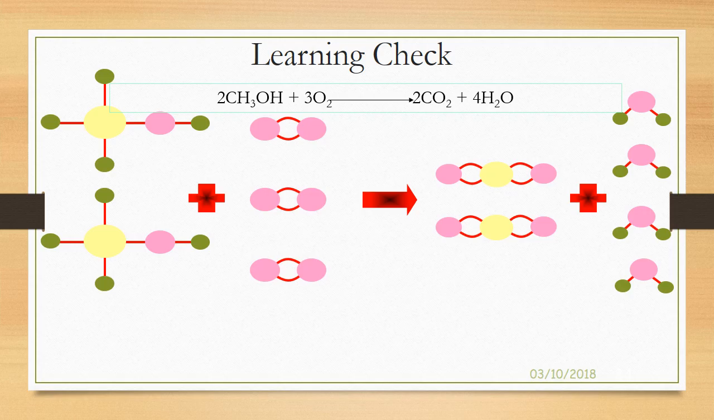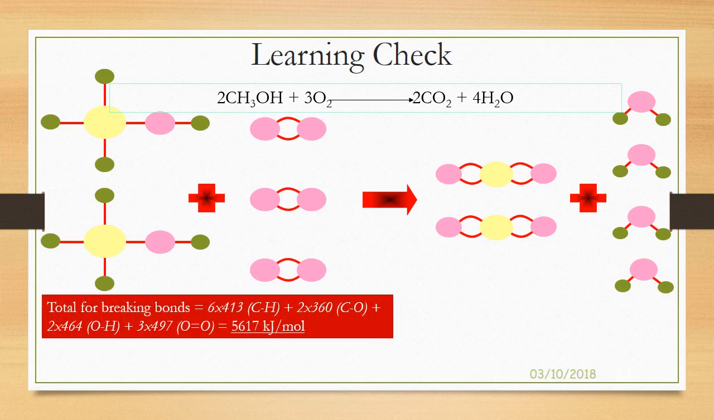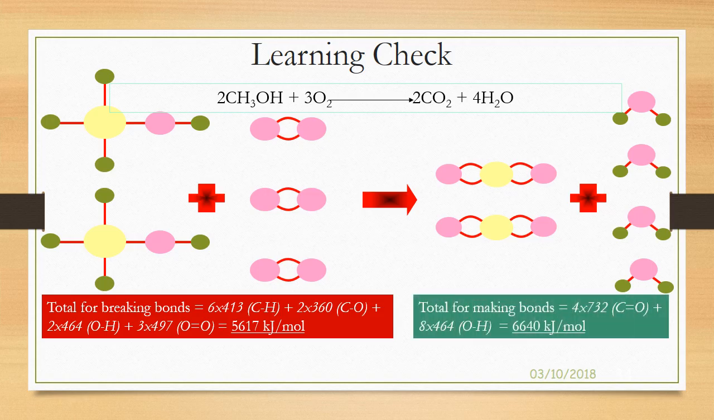You should have gone back to your previous slide with all the bond energies and plugged in the numbers. The total for breaking the bonds is going to be 6 times 413 plus 2 times 360 plus 2 times 464 plus 3 times 497. That's the oxygen double bond. So the amount of energy required to break all those bonds is 5,617 kilojoules per mole.